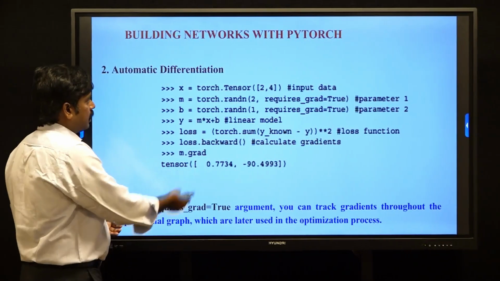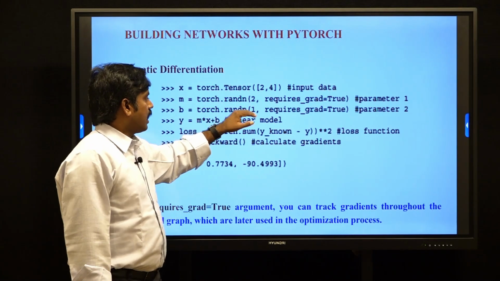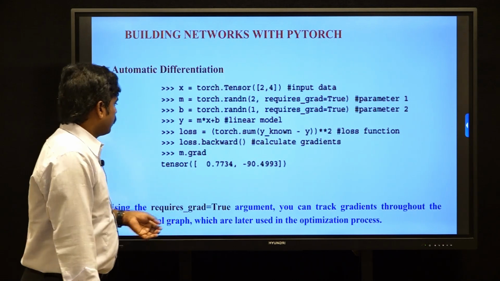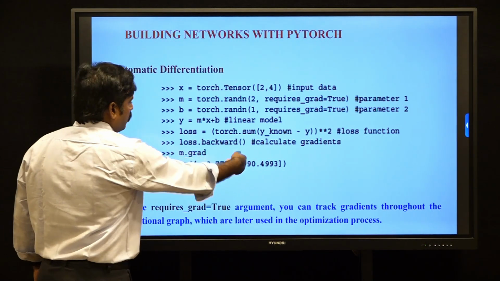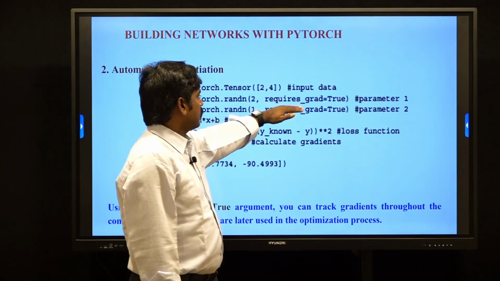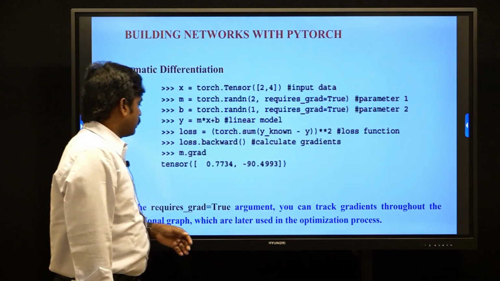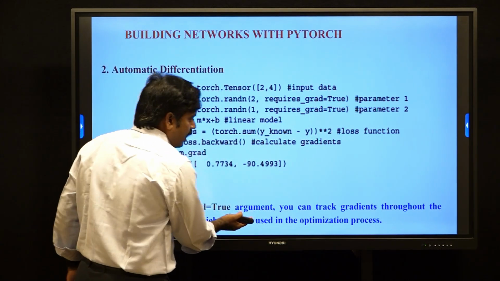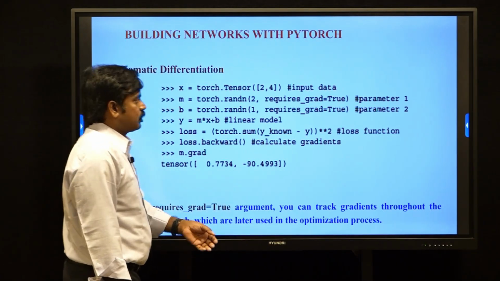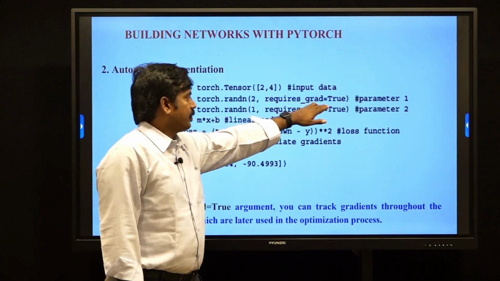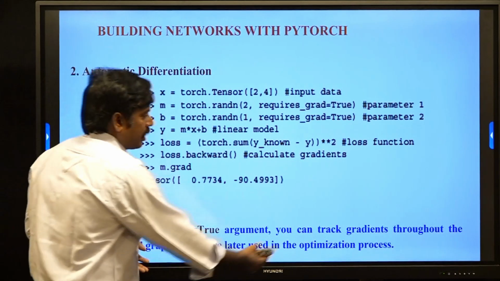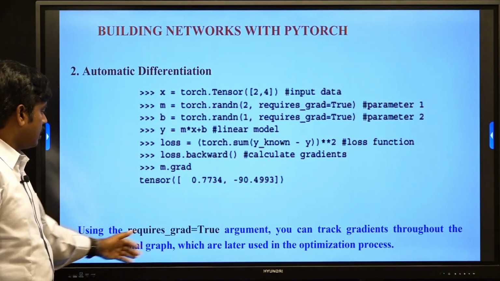Here we see torch.tensor with random elements, y is equal to mx plus b, and then just loss.backward. It calculates the gradients automatically. Here we see the parameter requires_grad is equal to true. This indicates that gradients are tracked throughout the computational graph, which are later used in the optimization process. We must enable requires_grad as true, then the tracking of the gradients is carried forward through the entire computational graph.